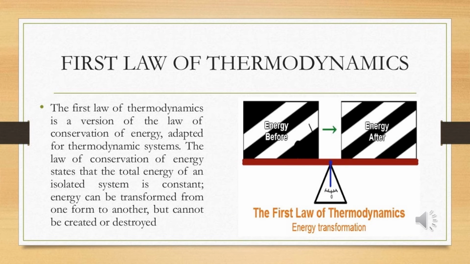The second is the first law of thermodynamics, which is the law of conservation of energy. It says energy can neither be created nor destroyed. It is the version of the law of conservation of energy adapted for thermodynamic systems. The law of conservation of energy states that the total energy of an isolated system is constant. Here you can see the energy before and the energy after.